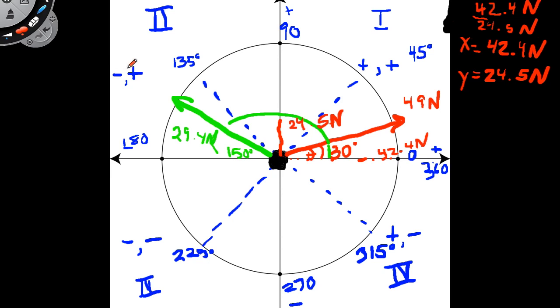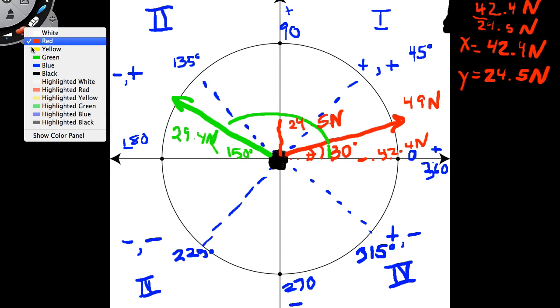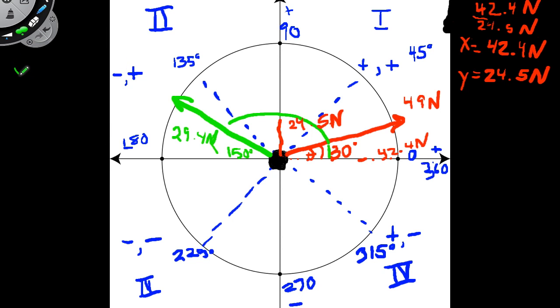Now I'm going to go over to the green team. I'm going to do the same thing again. I'm going to get ready to calculate my x and my y. I'm just going to do the sine and cosine of both. And when I do the sine and cosine of both, I get to see that I have one number that is going to be 14.7 newtons.